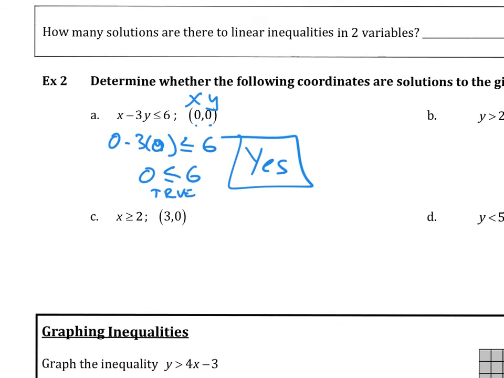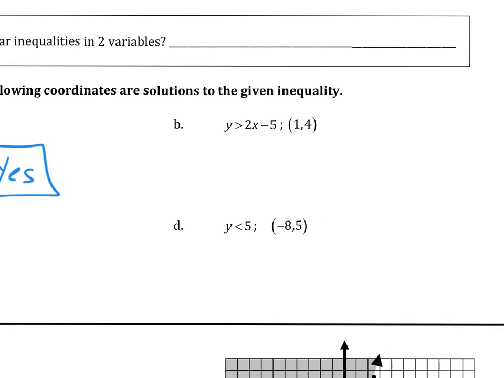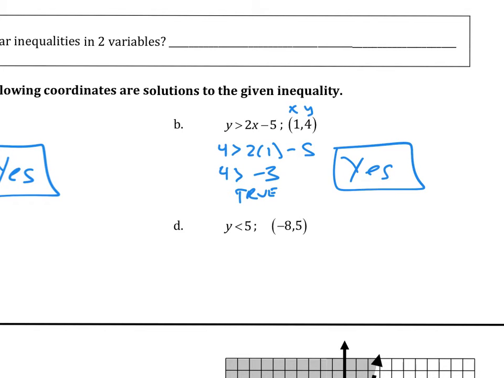Okay. Then when we look at part B, y is greater than 2x minus 5. We'll call these x and y. So we get 4 is greater than 2 times 1 minus 5. So that's 4 is greater than 2 minus 5, which is negative 3. That's another true statement. 4 is bigger than negative 3. The alligator's eating the correct number. So that's true. When it's true, we say yes, that is a solution.